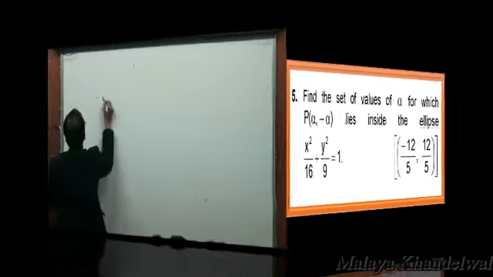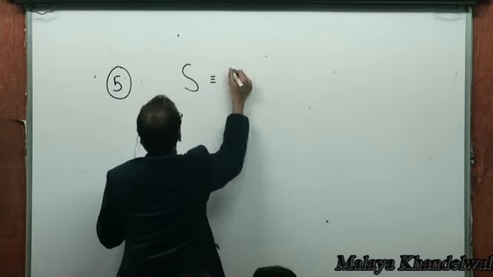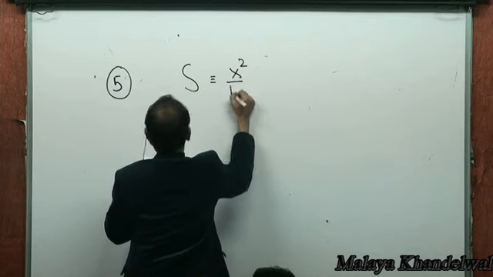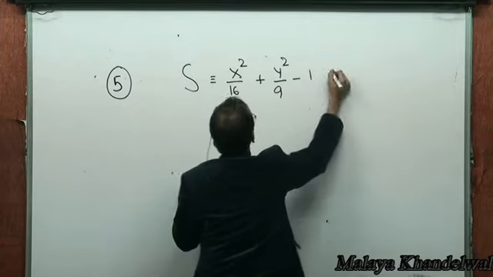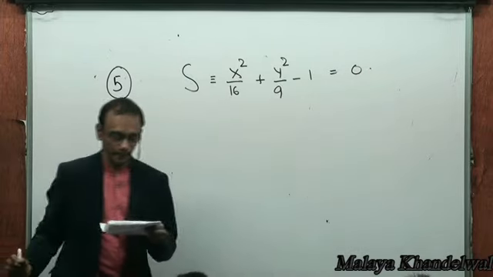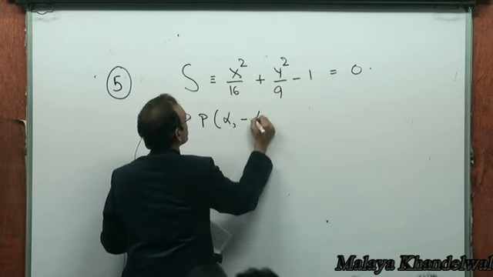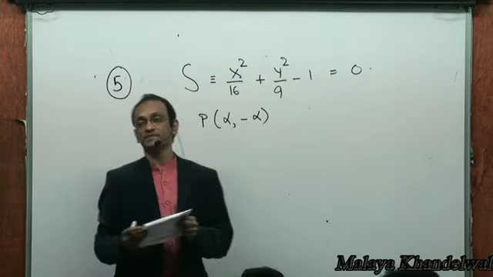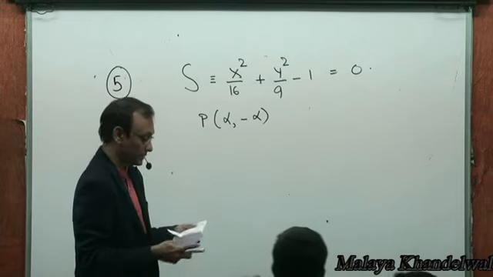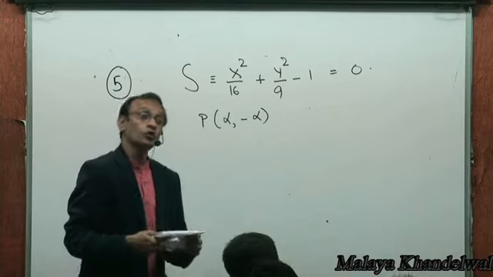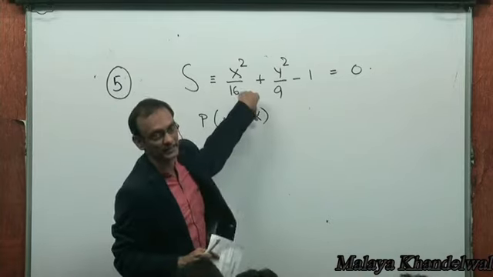Number 5. There is an ellipse S which is x squared by 16 plus y squared by 9 minus 1 equal to 0, and there is a point P (alpha, minus alpha) lying inside the ellipse. We want to be able to find the range of alpha for which this point will lie inside the ellipse.